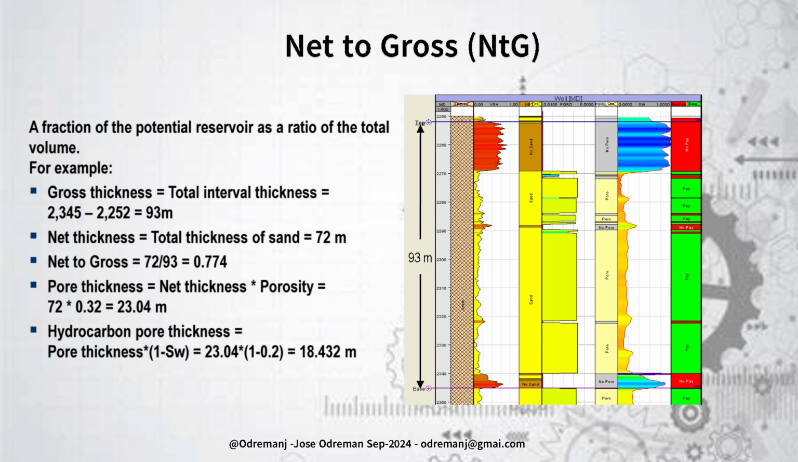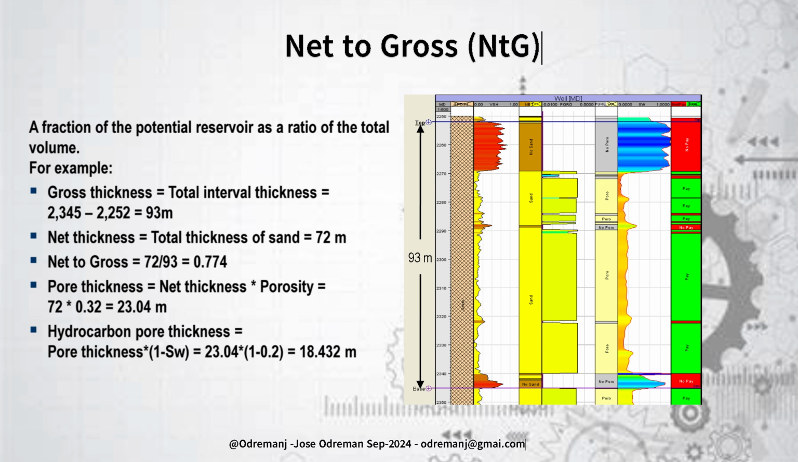How to calculate a fraction of the potential reservoir as a ratio of the total volume. Step 1. Gross thickness calculation. Gross thickness is the total interval thickness. For example, if the interval is from 2,345 meters to 2,252 meters, the gross thickness is 2,345 minus 2,252, which is equal to 93.